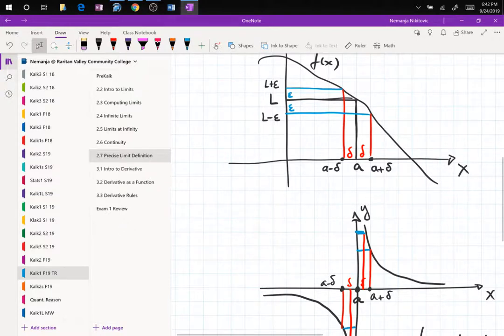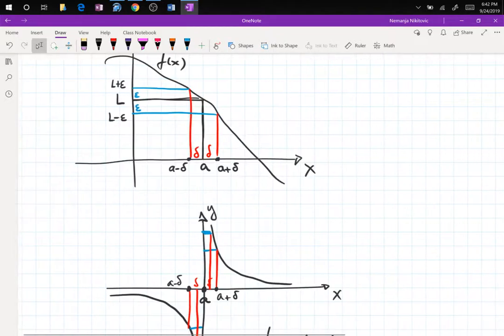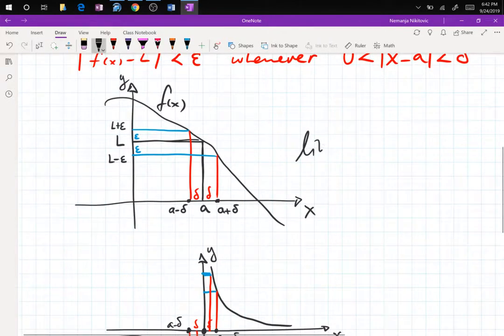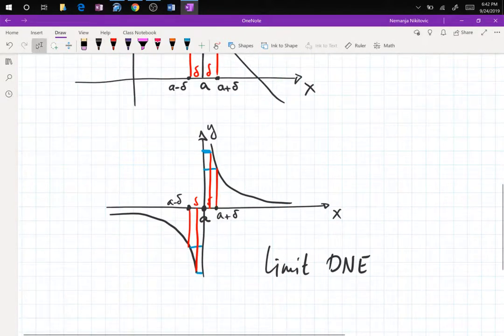One shows when you squeeze here, it squeezes there, so the A will fall into L, creating the limit. So the first picture is the limit as x goes to A of f of x gives you L. So as you squeeze, it will squeeze, and it will squeeze at the same time. The one on the bottom, we said limit does not exist, because as you squeeze these deltas here, the y values go apart. So that's when the limit does not exist. Cool.